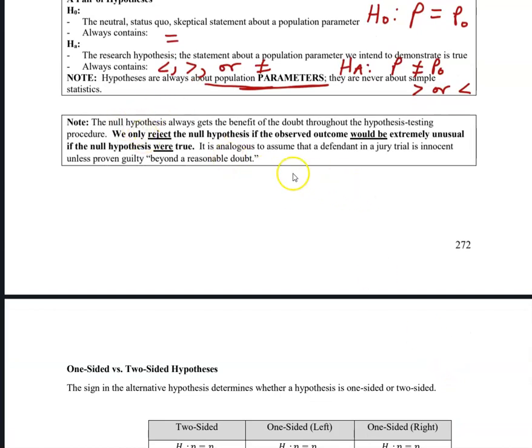The null hypothesis always gets the benefit of the doubt when we're going through the procedure. We only reject the null hypothesis if what we see in our sample or observed outcome would be extremely unusual if the null hypothesis were true. Kind of like our coin example. If I got 20 tails on 20 spins, something is unusual about that coin. It's analogous to assuming that somebody in a trial is innocent until proven guilty beyond a reasonable doubt.